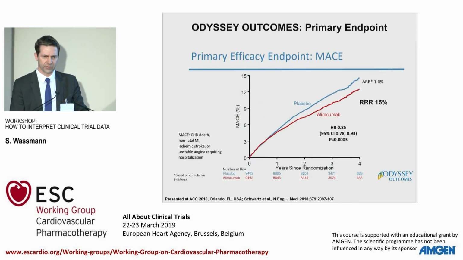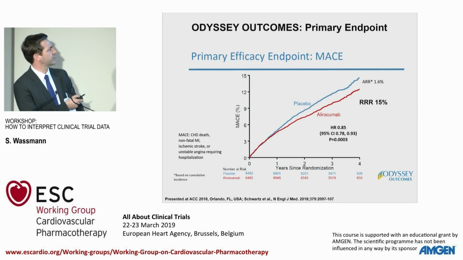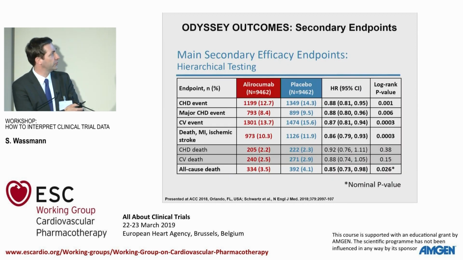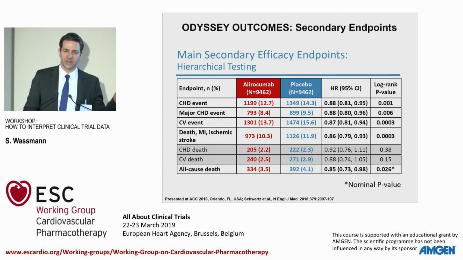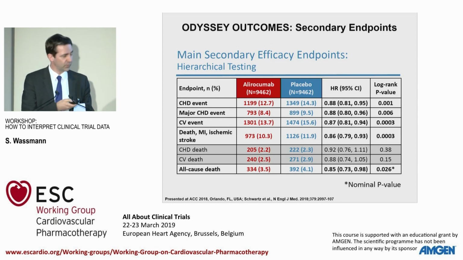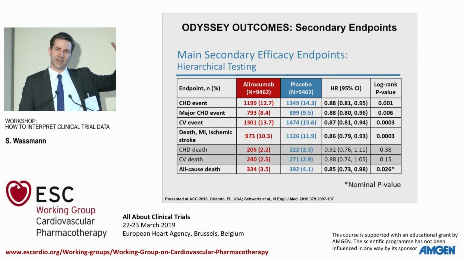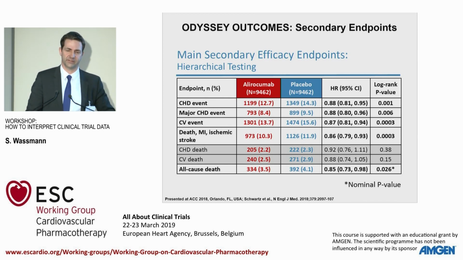I'll just go quickly through this. This is the primary endpoint, a different definition of MACE. And again, you have a 15% relative risk reduction here for this ischemic endpoint. This is the phase 3 trial for alirocumab. And this is now the secondary efficacy endpoints. Keep in mind, there's hierarchical testing. That's why it's set up like here. So you always check the primary endpoint first, and then in a hierarchy, you go down in your statistical testing.